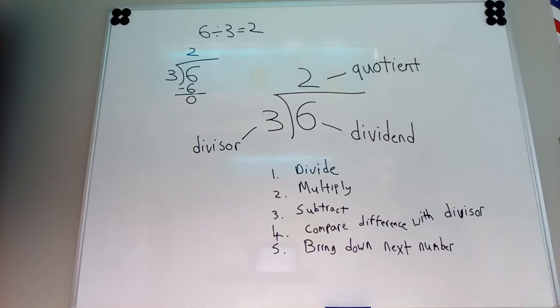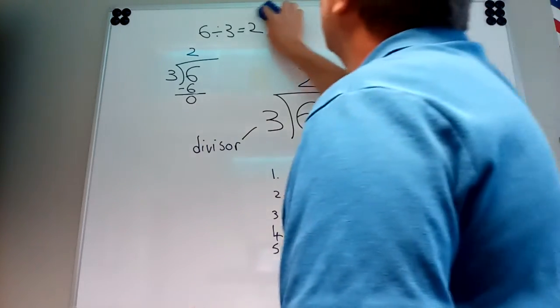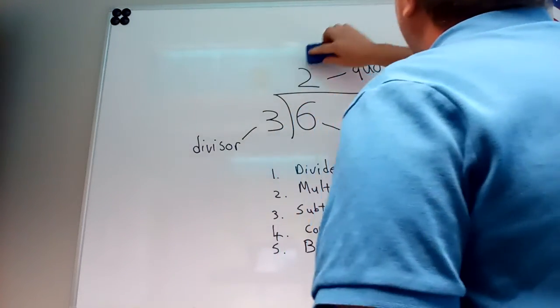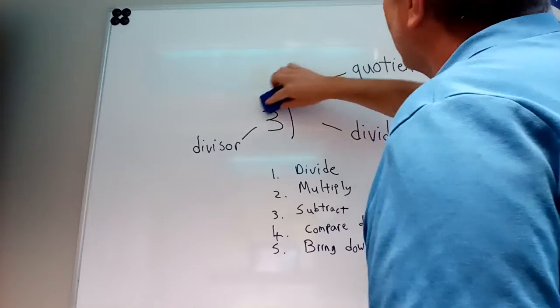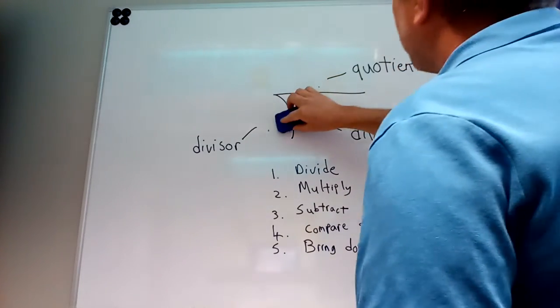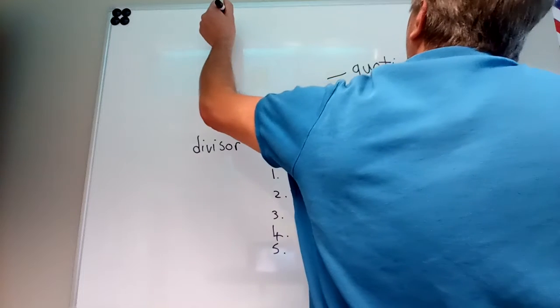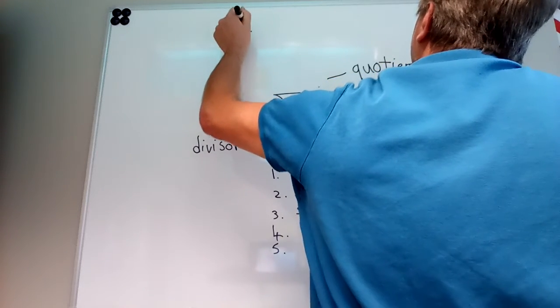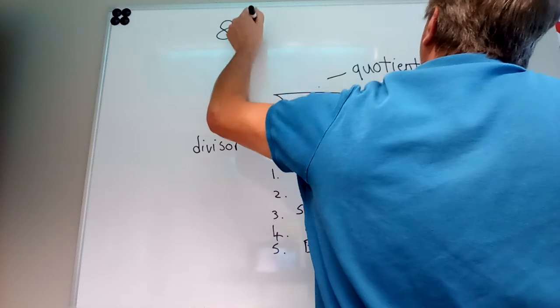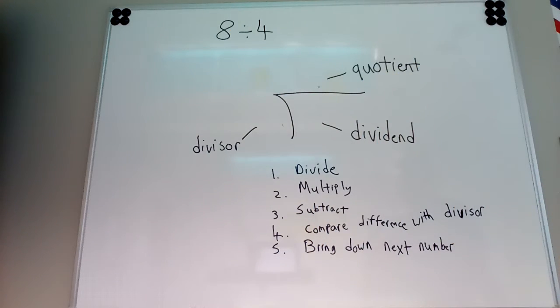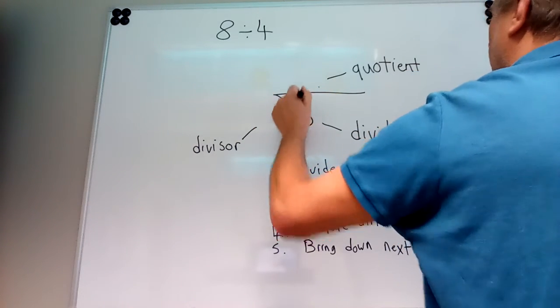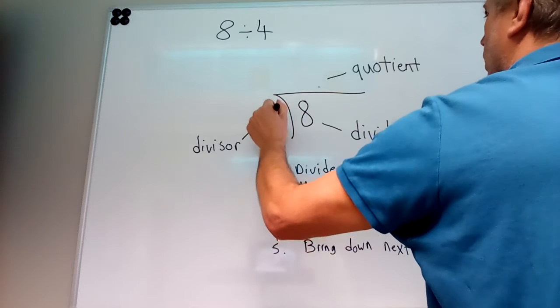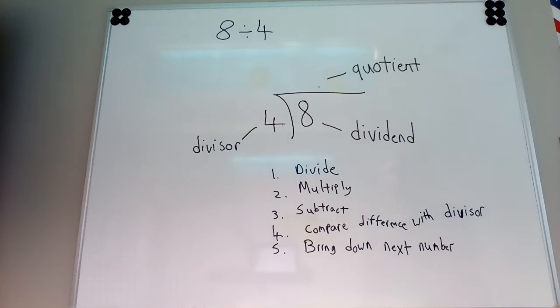So I'm going to erase all this. I'm going to start with a new problem and show you kind of how this works. So I'm going to erase this up here, and erase this. I'm going to leave these words up here for you so you can see what these words are. So if I set up here, I'm going to go 8 divided by 4. Well, the 8 is my dividend. I'm going to put it here. And dividing it by 4, my 4 is going to go out there.